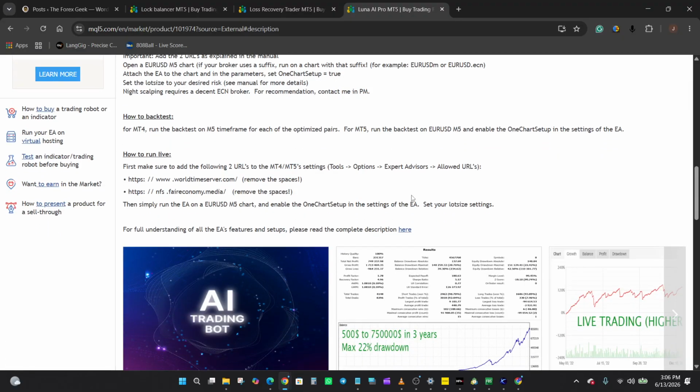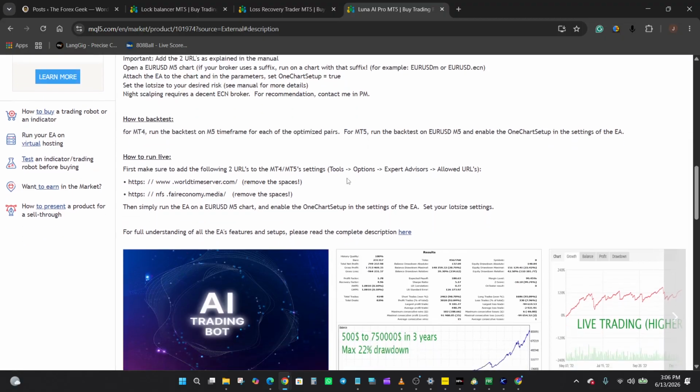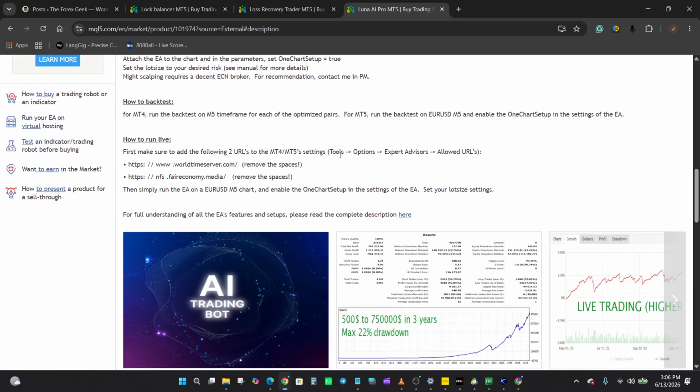The developer provides separate testing recommendations for MT4 and MT5. For MT5, testing is performed on EURUSD with the OneChartSetup enabled, allowing multiple pairs to be simulated together. The description specifically recommends using at least 1 minute OHLC quality for testing. Then for MT4, testing is performed individually on each optimized pair using every tick modeling.